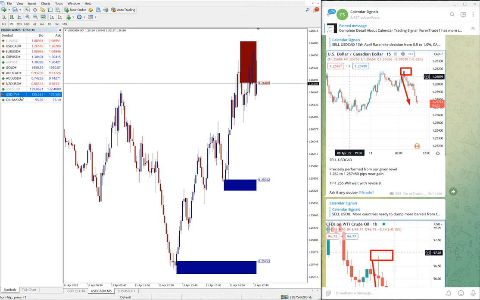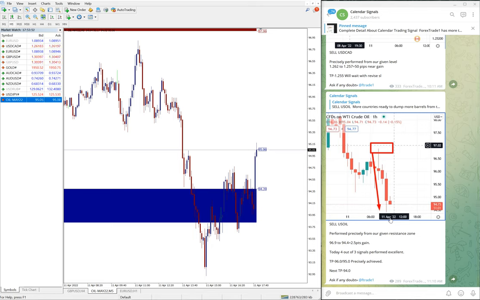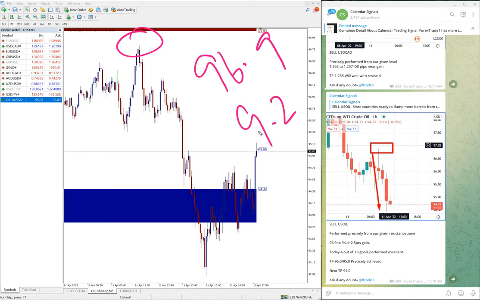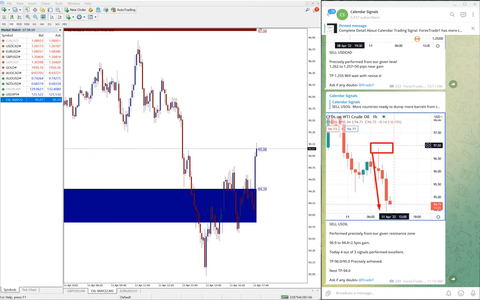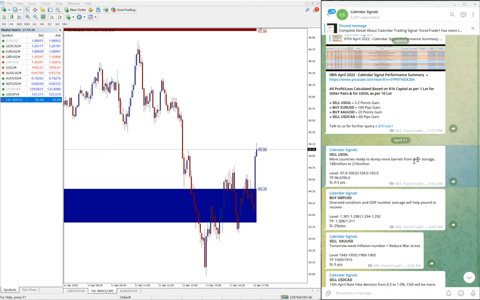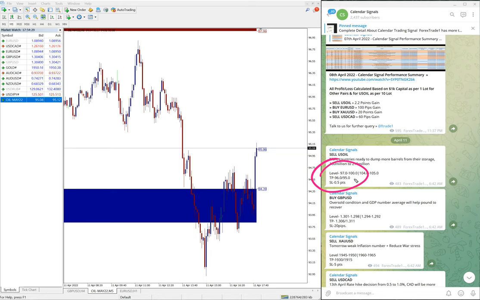Then the next signal is USOIL. Here is the USOIL chart, 5 minutes chart opened. We gave sell USOIL and it performed from 96.9, which is here, 96.9 is the entry, till 92.9. So 4 points gain, which is huge on USOIL. You can see the given targets in the signal message we posted. Both targets reached, 96 and 95, and it further moved and low traded 92.9. So huge profit on the USOIL signal.